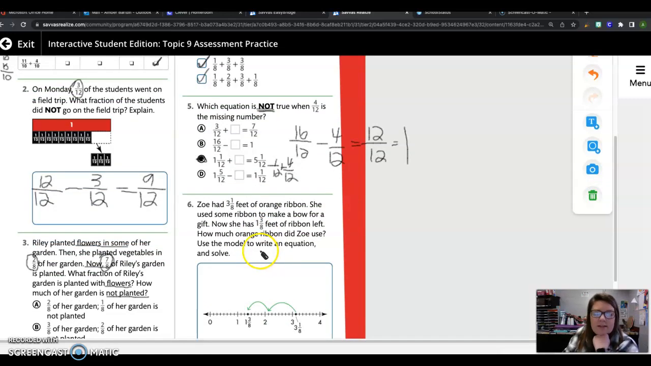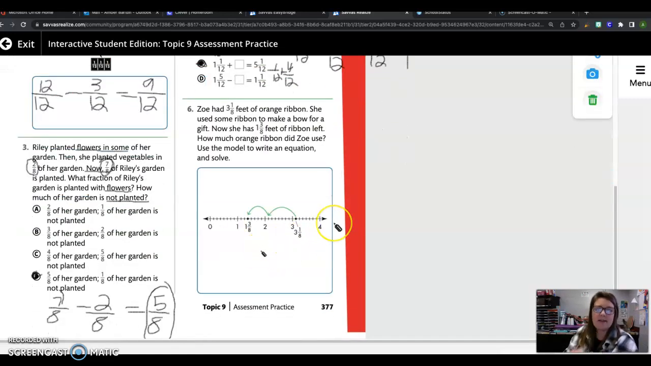Okay, let's look here at number 6. Zoe had 3 1/8 feet of orange ribbon. She used some ribbon to make a bow for a gift. Now she has 1 3/8 feet of ribbon left. How much orange ribbon did Zoe use? Use the model to write an equation and solve.